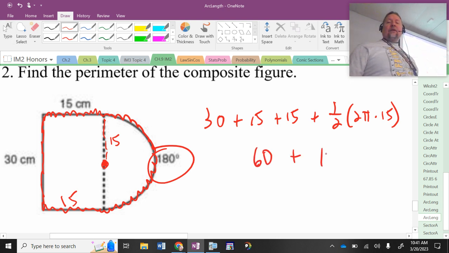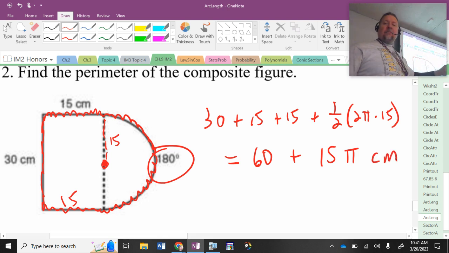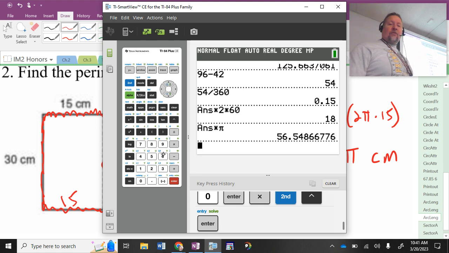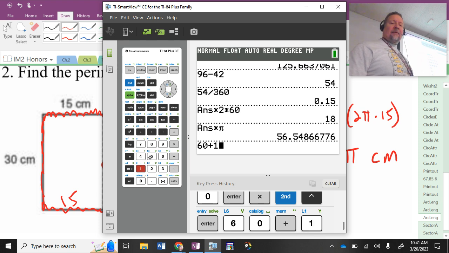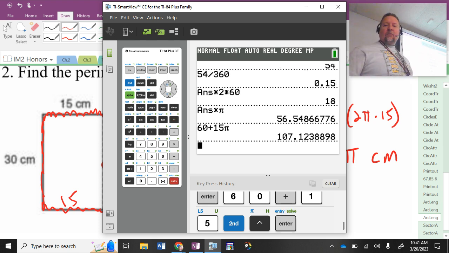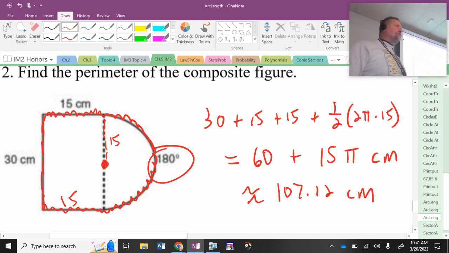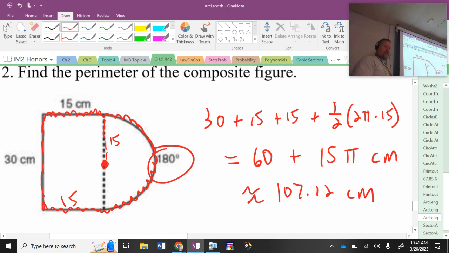And then be careful. These cannot be combined for exact. You don't make that 75 pi. Pi is like a variable. So that is the exact answer, and that is in terms of centimeters. Then you can go to your calculator, 60 plus, what did it end up being, 15 pi? Enter. And then you get 107.12, if I follow the thing up there, what they ask you to do.